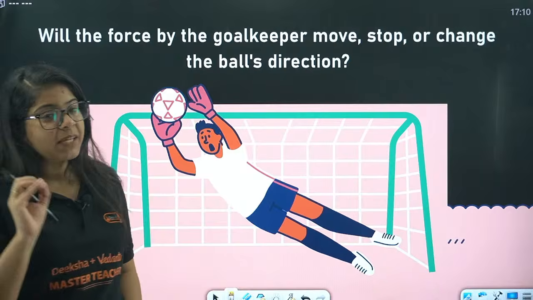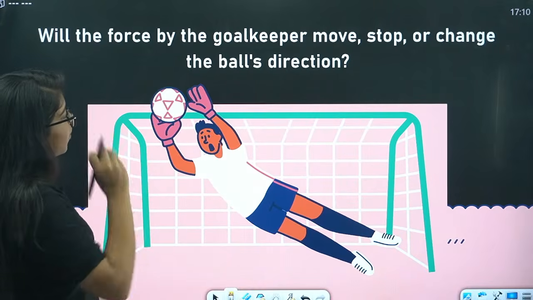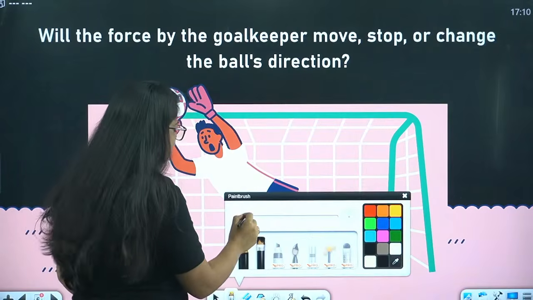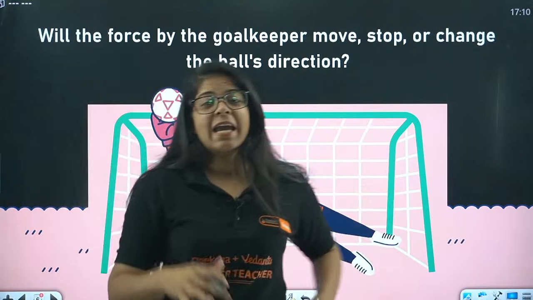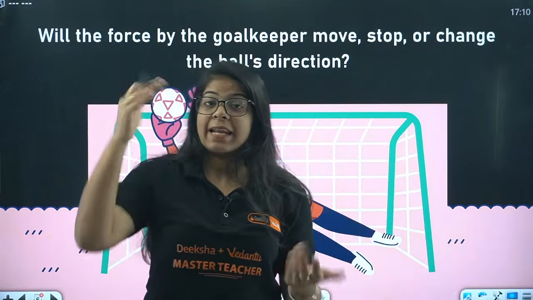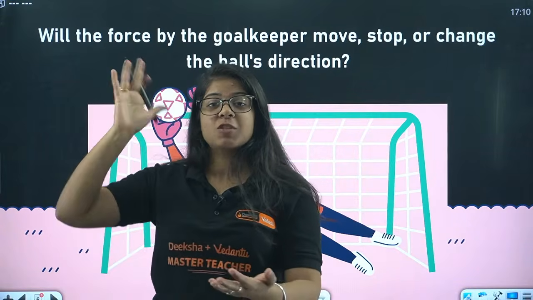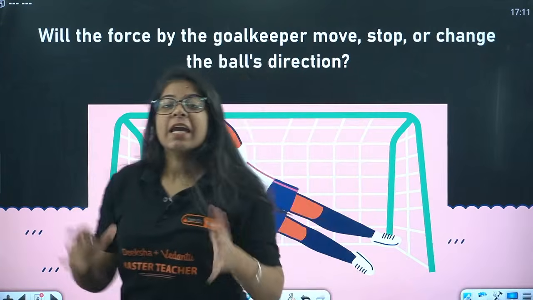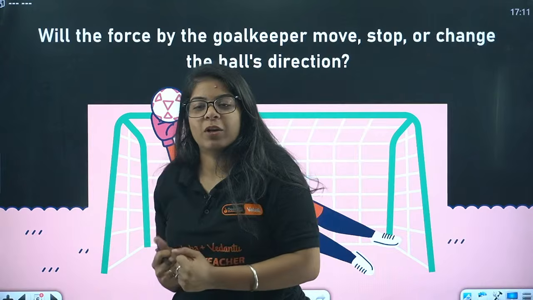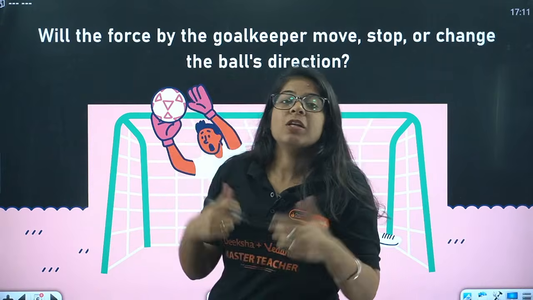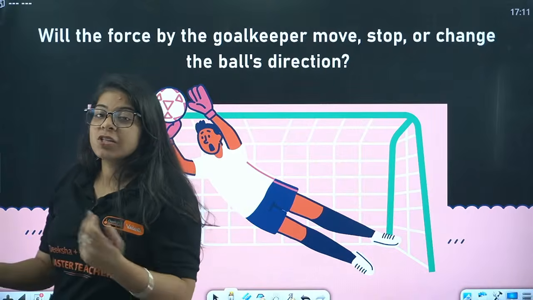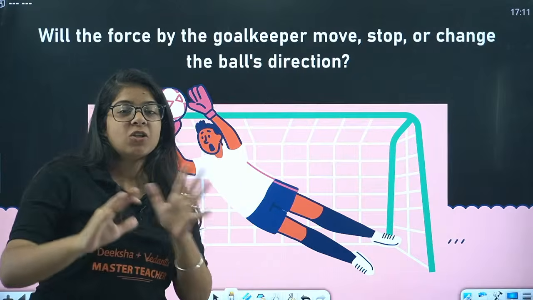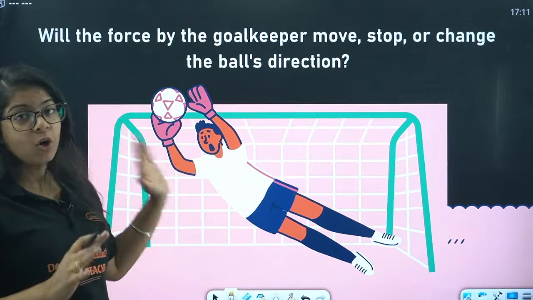Okay, answer me. Will the force by the goalkeeper move, stop, or change the ball's direction? Ma'am, it can do all these, right? If I am a goalie and I push the ball away, then the direction of the ball is changing. It is coming towards me, I pushed it away, now it is going back. So direction is changed, right? If I hold the ball and keep it with me, the ball will stop. And if I fail to keep the ball with me or change its direction, there will be a goal, right?